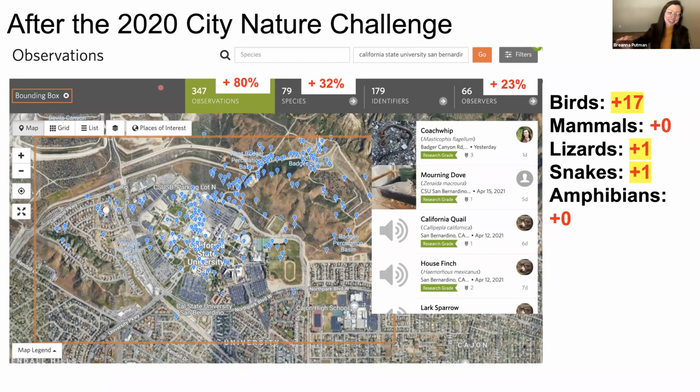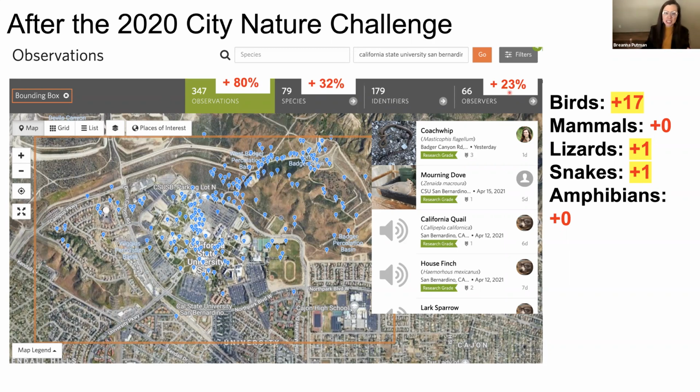Within a single year, after having the 2020 City Nature Challenge, which was our first time participating, and promoting the use of iNaturalist and getting students involved in this event, we've increased the number of our observations just on and around campus by 80%. We've increased the number of species that we know to occur in our region by 32%. So we've documented 19 new species that occur on and around campus that had never been recorded before. And we've increased participation by 23%.